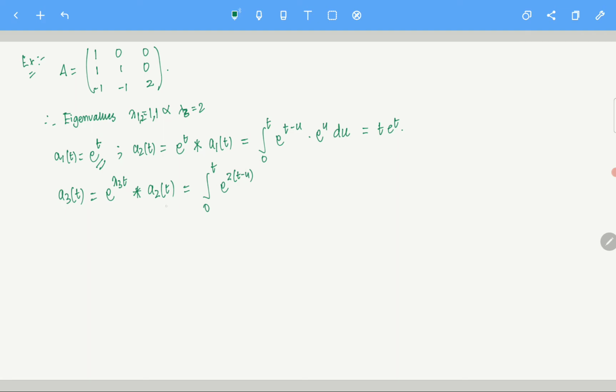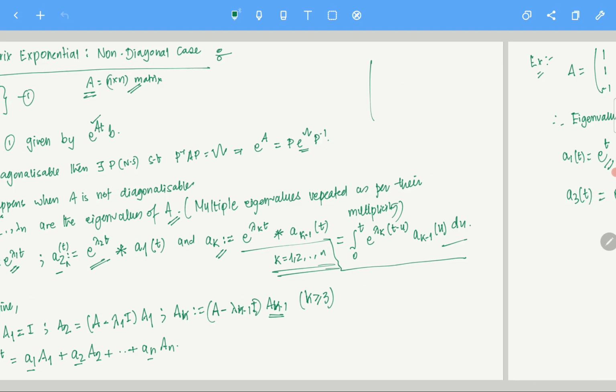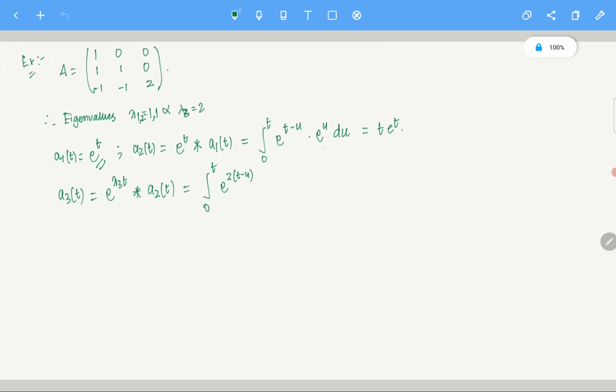Times a2 of u, du, right? So what is a2 of u? a2 of u is u times e power u du. Sorry, this is not t, this is u. You have to calculate a2 of u times e power this one. Clear? Now if you put all of this together, this calculation is 0 to t, u e power 2(t minus u) du. I hope this is fine.